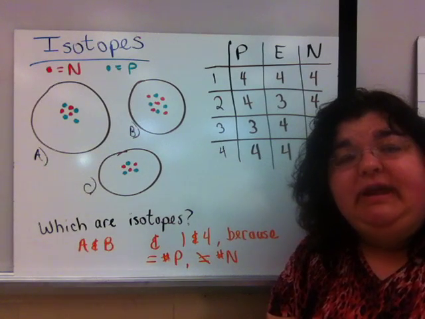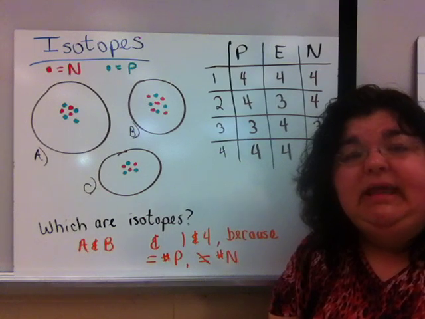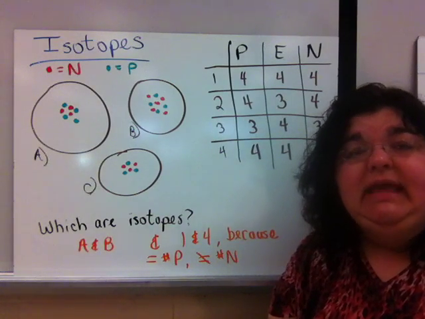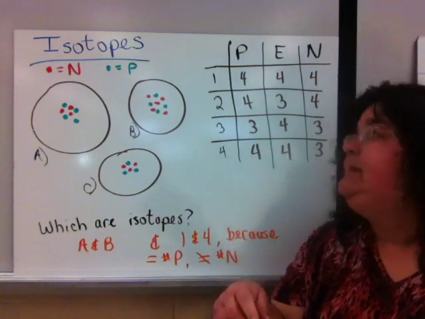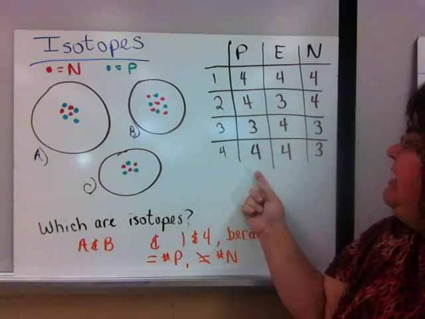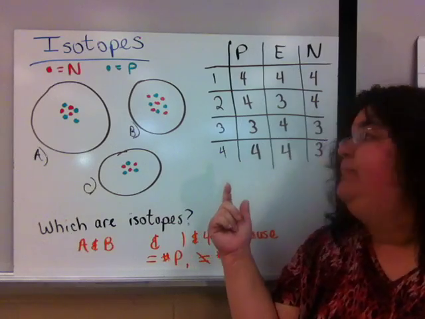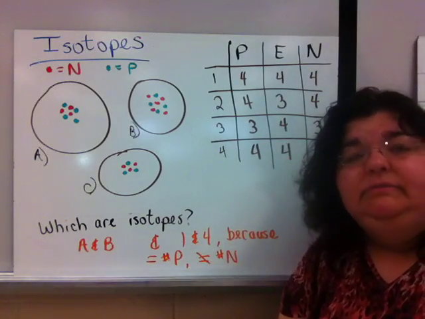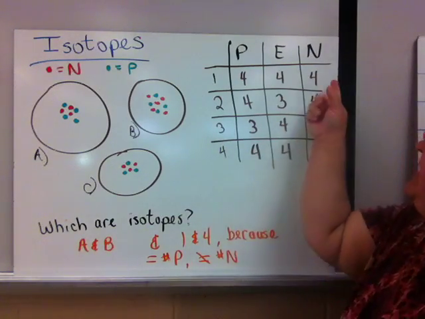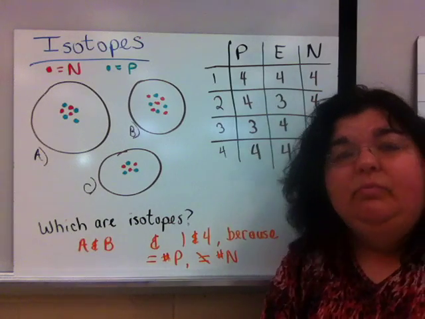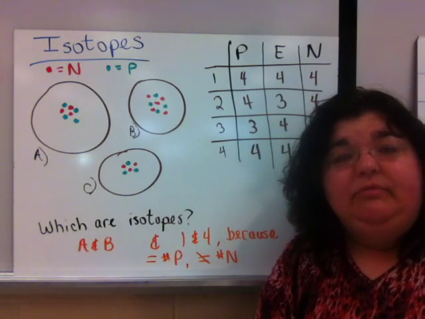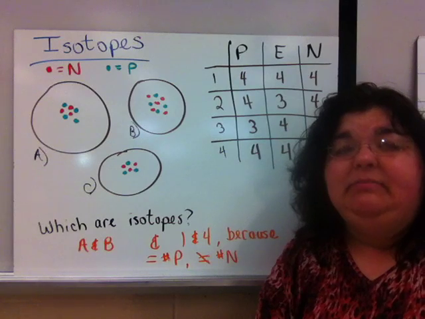The definition of an isotope is having the same number of protons and a different number of neutrons. So I need to look at the proton value first, and all of the protons have to be the same. So number 3 is out. Then I have to compare my number of neutrons. And number 1 and number 2 have the same number of protons and the same number of neutrons.